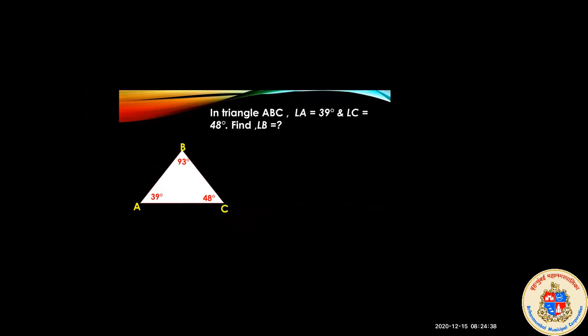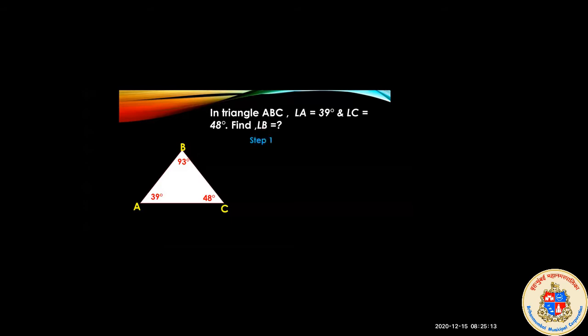Now there is a question. In a triangle ABC, angle A is equal to 39 degree and angle C is equal to 48 degree. Now we have to find out how much is the angle B. How will we find it out? It is already given here, so we have to find out how much is the angle B.